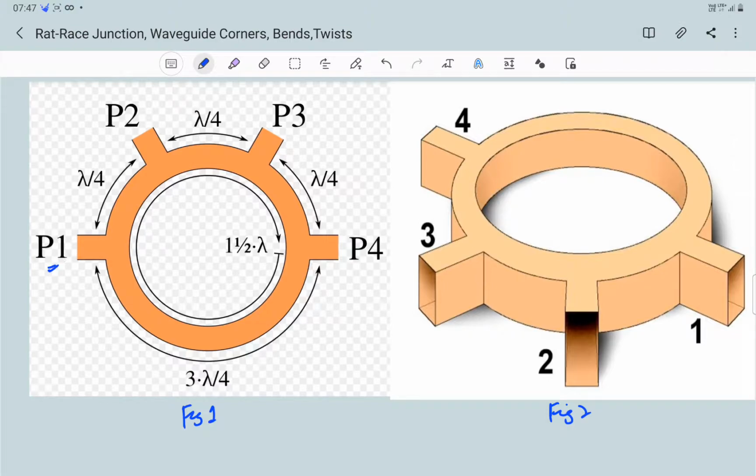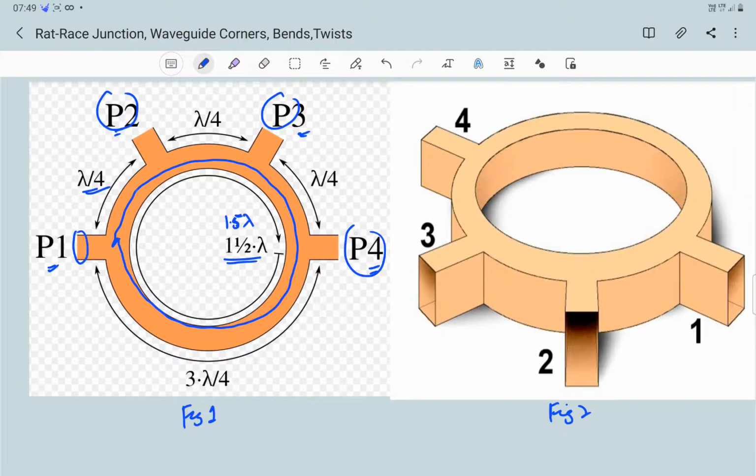The four ports P1, P2, P3, P4 are connected to an annular line of proper electrical length. So this length is fixed, it is not arbitrary. As is shown, it is 3 over 2 lambda, that means it is 1.5 lambda. The total circumference of this ring is 1.5 lambda. These ports, as can be seen, are connected at proper electrical lengths. P1, P2, P3, P4 are connected at proper intervals.